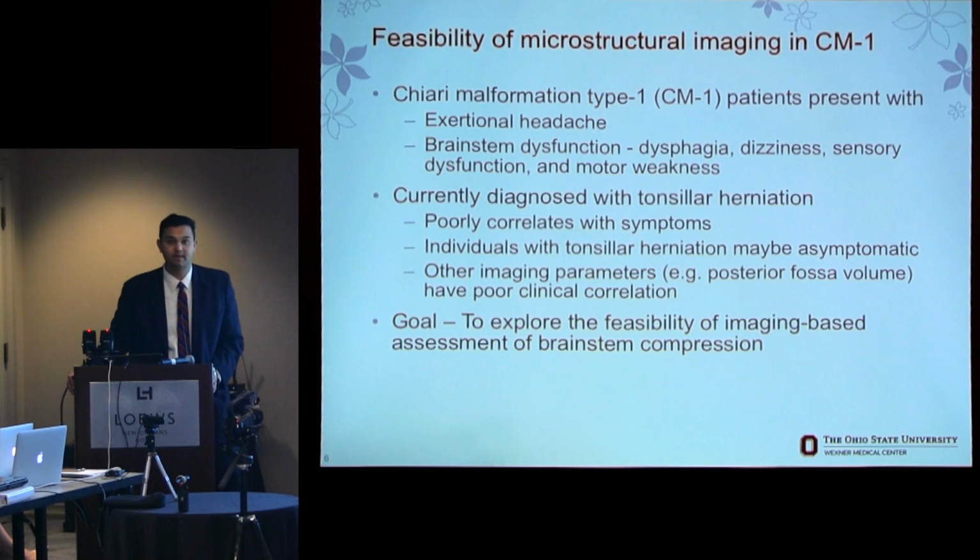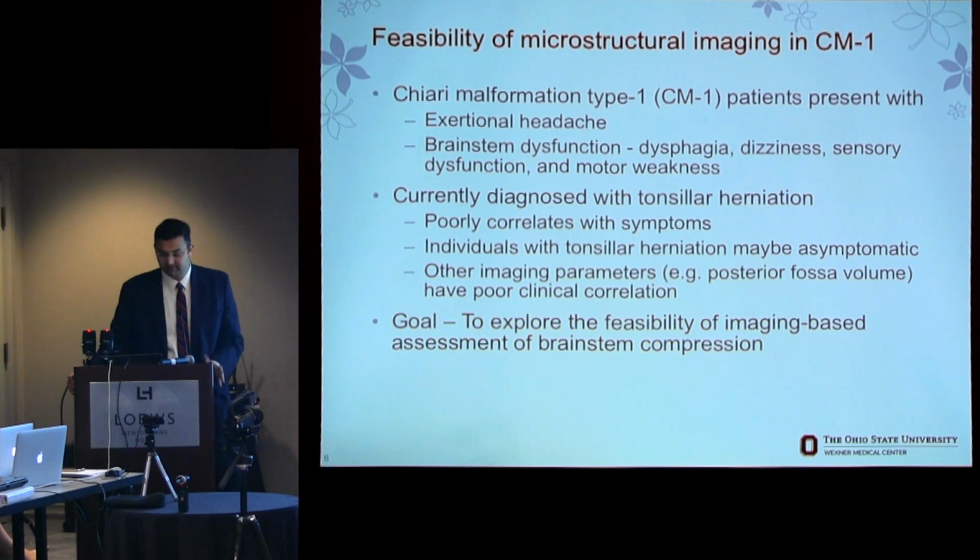So the first topic is whether it is feasible to do this kind of imaging in patients with Chiari-1. The motivation came from the fact that patients with Chiari-1 present with headaches and signs and symptoms of brainstem dysfunction. These included dysphagia, sensory disturbance, motor weaknesses, myelopathy. And the diagnosis with tonsillar herniation really doesn't capture the brainstem dysfunction aspect of it. All of you have experienced that in your own clinics and clinical practices.